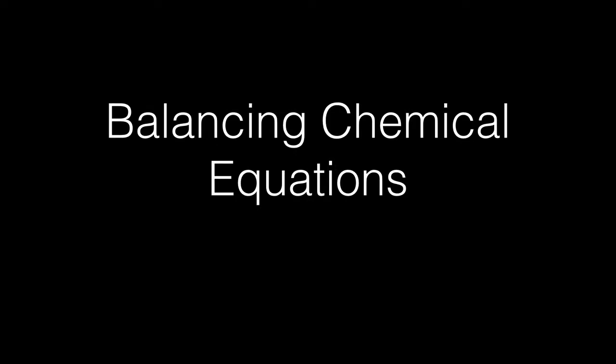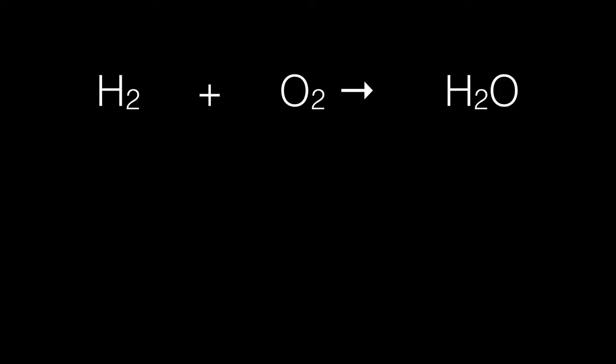So if we consider the law of conservation of mass, we know that there must be the same number of atoms before a reaction takes place as there are after a reaction takes place. And we can use that information to balance chemical equations. So here I've got a chemical equation which is unbalanced.